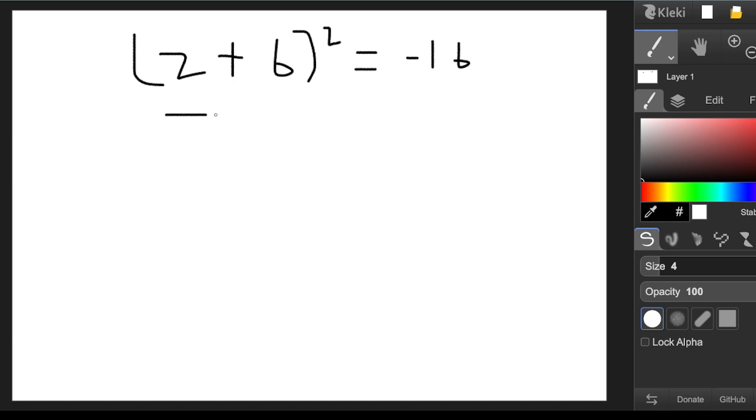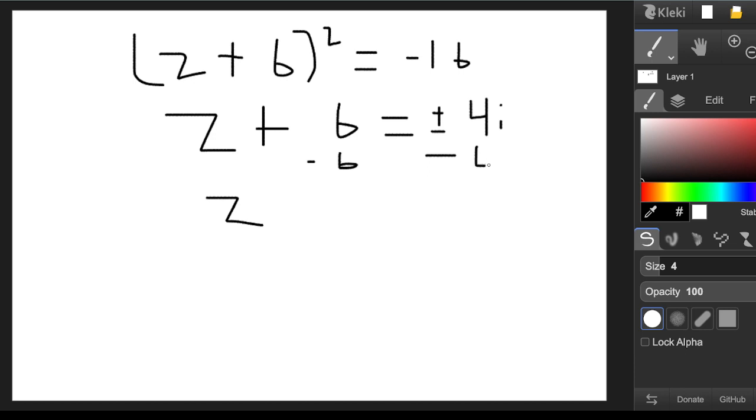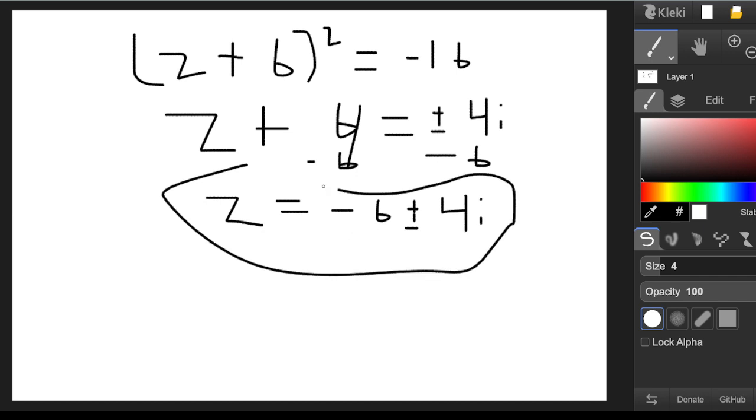We'll take the square root of both sides. So you'll get z plus 6 equals, and remember, it's not just 4i, we're solving for a variable z, so we get to put the plus or minus in. Then you'll just subtract 6 from both sides. This will cancel out, so we get z equals negative 6 plus or minus 4i. Remember, only the 4i gets the plus or minus, not the negative 6. Boom. That's it.